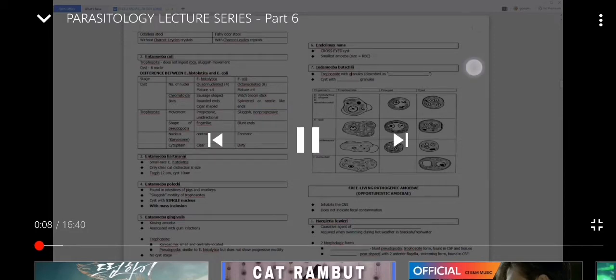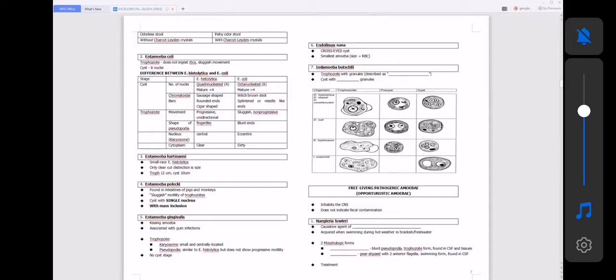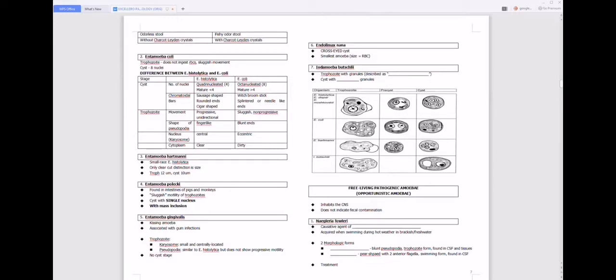Let's go to Endolimax nana. So Endolimax nana has a cross-eyed cyst. Okay, and it also is the smallest amoeba. So its size is approximately the same as a red blood cell.